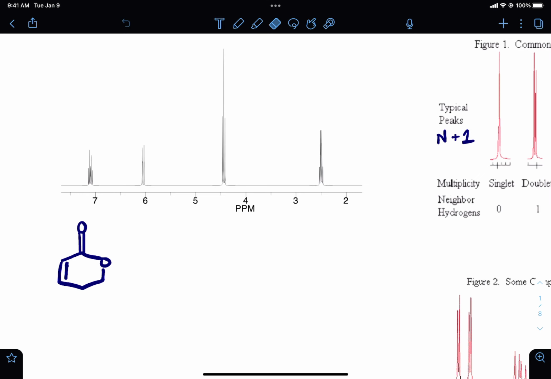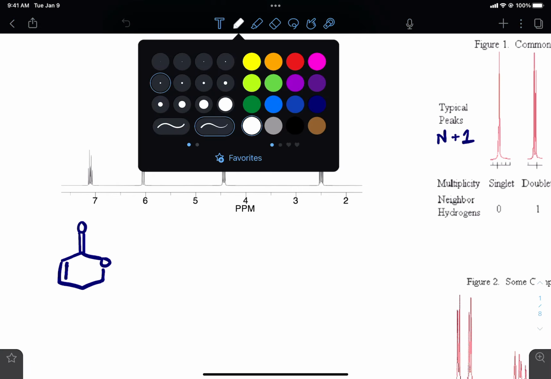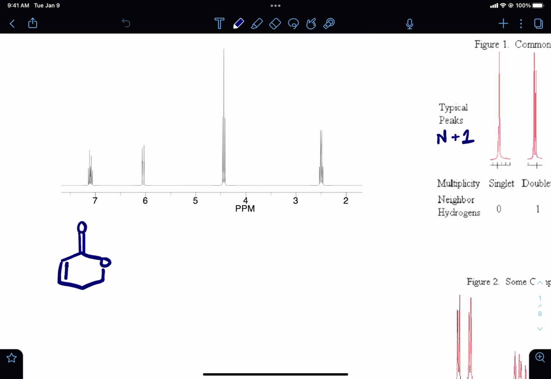The first part of the spectrum is pretty easy. Things that don't generally need a ton of explanation once you've had a bit of introduction to NMR. We see here on the right that we've got a quartet. That's pretty obvious. We see in the middle at 4.5, we have a triplet. That's pretty obvious. We see at 6, we have a doublet. That's pretty obvious. But at 7, we've got something more complicated.